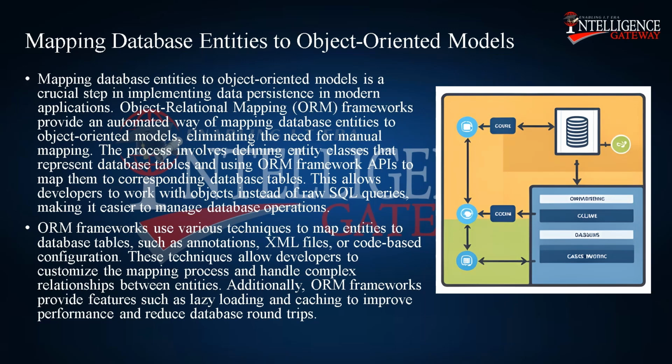This allows developers to work with objects instead of raw SQL queries, making it easier to manage database operations. ORM frameworks use various techniques to map entities to database tables, such as annotations, XML files, or code-based configuration. These techniques allow developers to customize the mapping process and handle complex relationships between entities. Additionally, ORM frameworks provide features such as lazy loading and caching to improve performance and reduce database round trips.